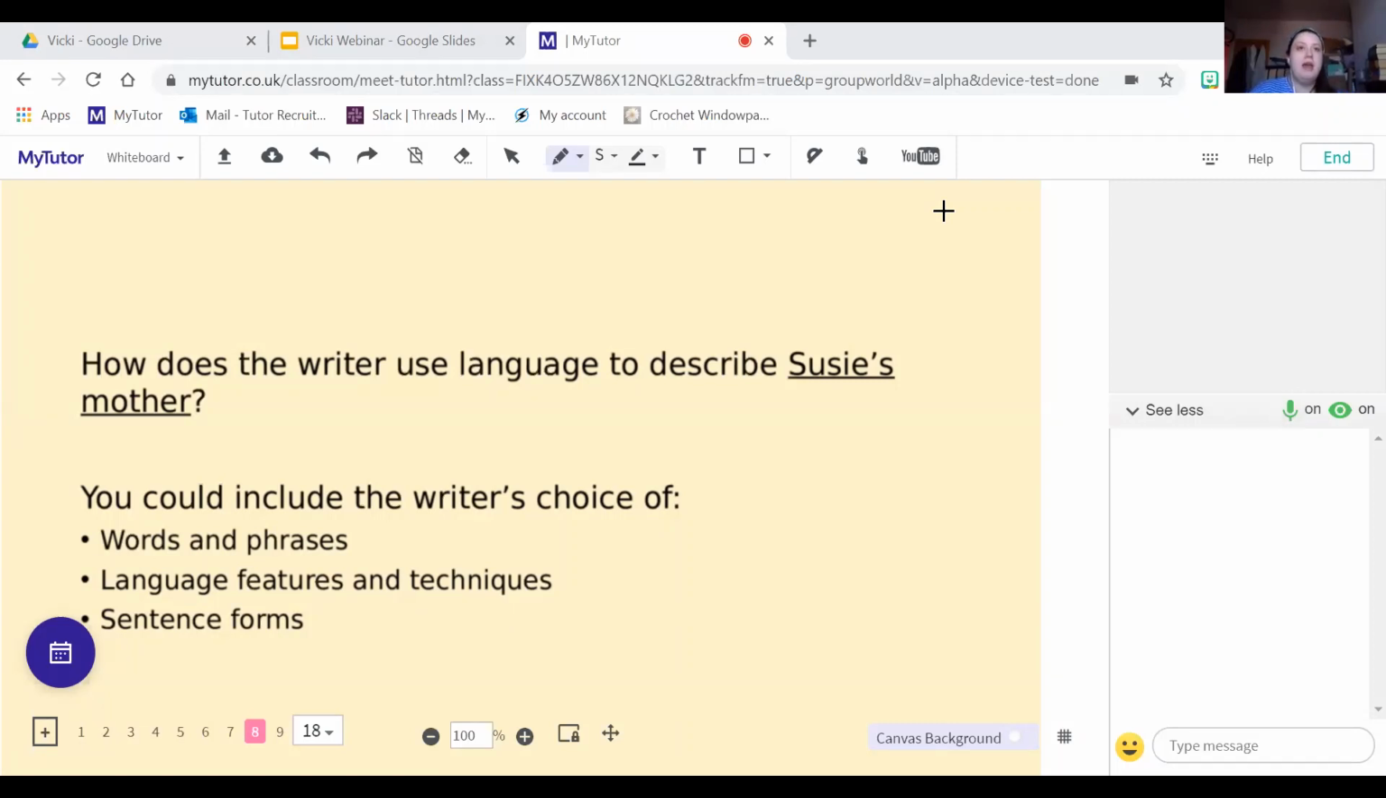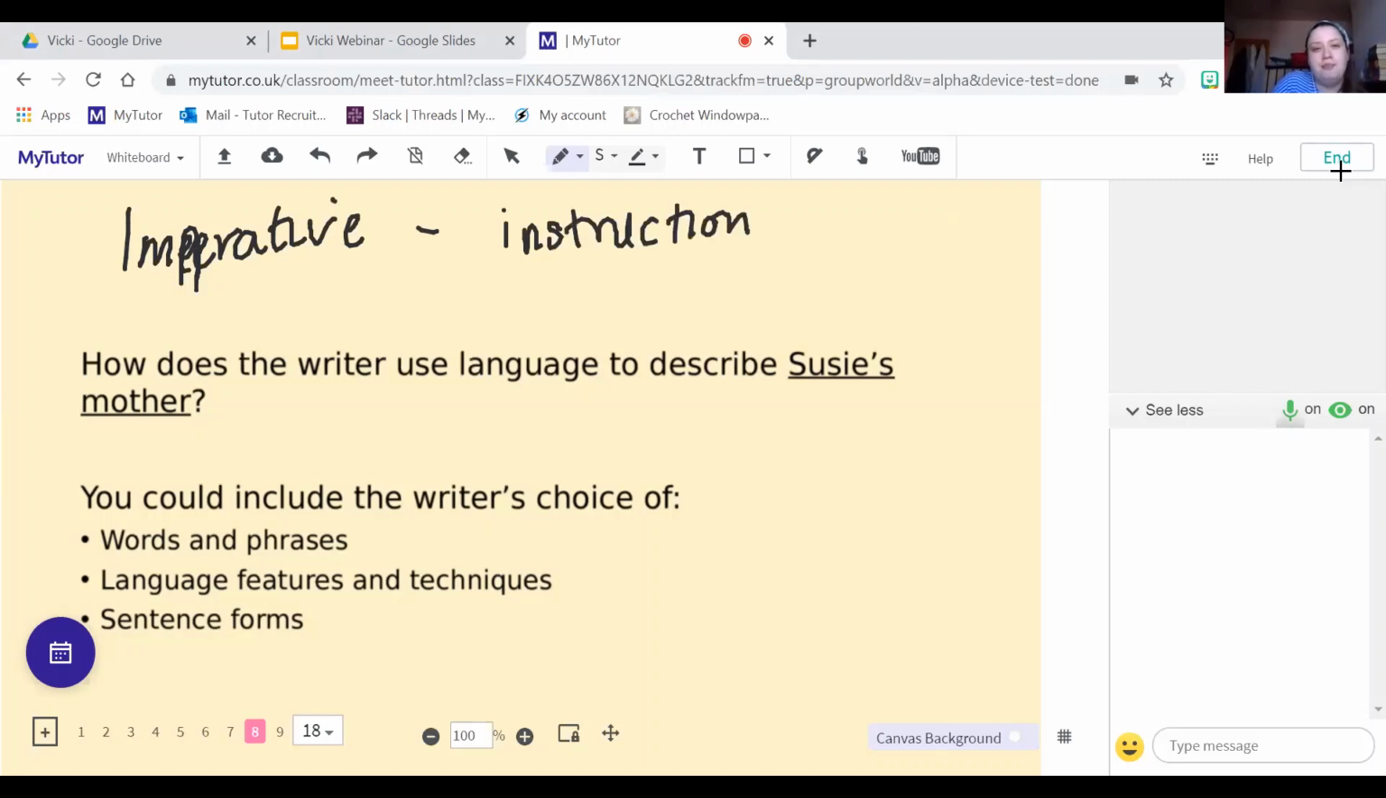So imperatives, not necessarily minor sentences. So an imperative is an instruction. Yeah, I can't spell. There we go, imperative. So imperative is an instruction. So for example, go and fetch my drink. You see them a lot in recipes. So add 2 tablespoons of milk to the mixture. So it's directly telling you to do something.